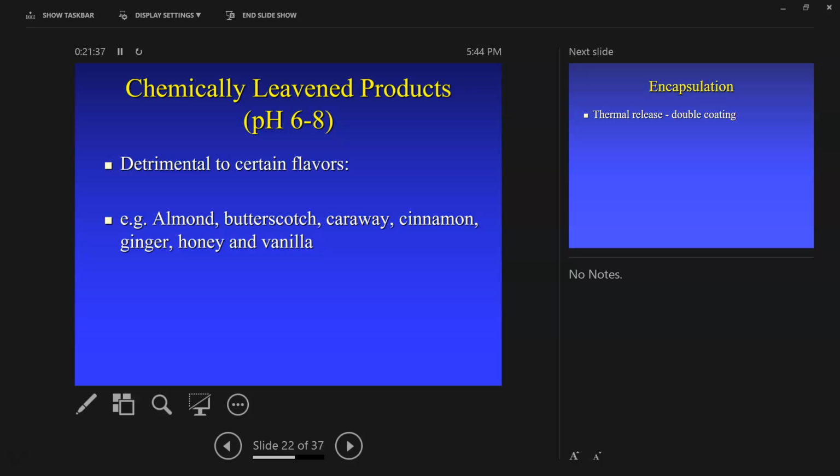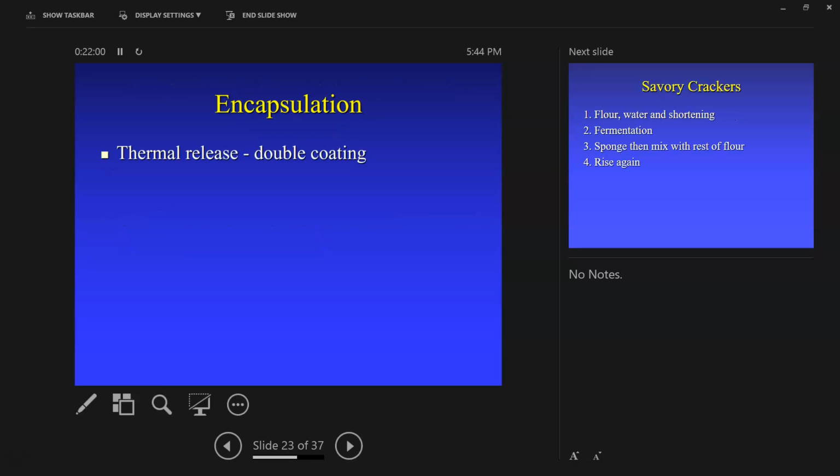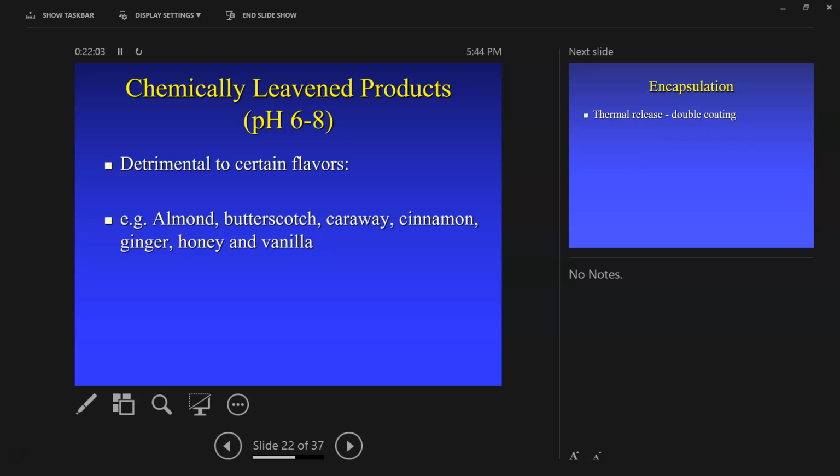Chemical 11 products, pH is 6 to 8. That's actually really detrimental to flavor. Flavors such as almond, butterscotch, caraway, cinnamon, ginger, honey, vanilla really hurts them if you put those flavors into a chemical 11 product. Why do you think that is? What's almond flavor? But chemical? Oops. That's aldehyde. Yeah. Do you think that reacts in the oven with the protein? So it's like Vitae, except now we put it in the oven to make it even go faster. So sure, all of these materials, except honey, I don't remember.